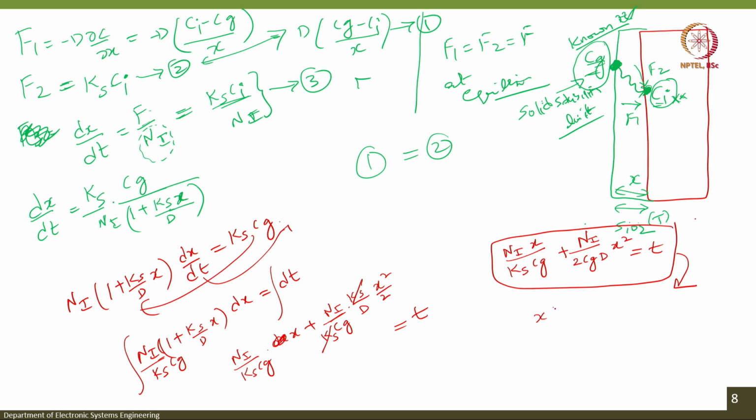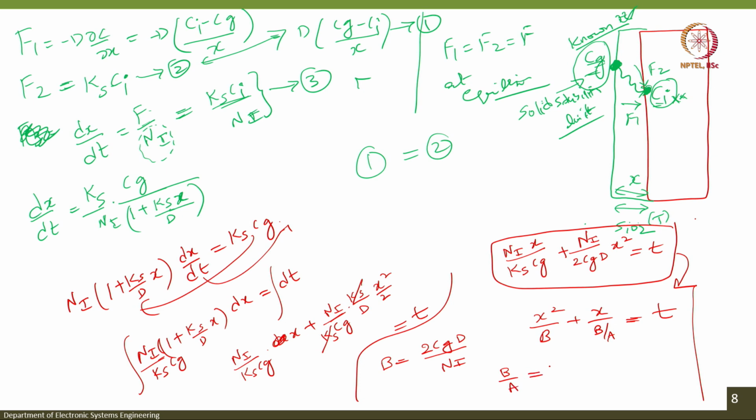So this is like x square by b plus x by b by a, that is equal to T, okay. So if you look at this, b is 2 Cg d by Ni. It makes sense to write like this, otherwise it will become very easy to understand, right. What is b by a? This is Ks Cg by Ni, right.